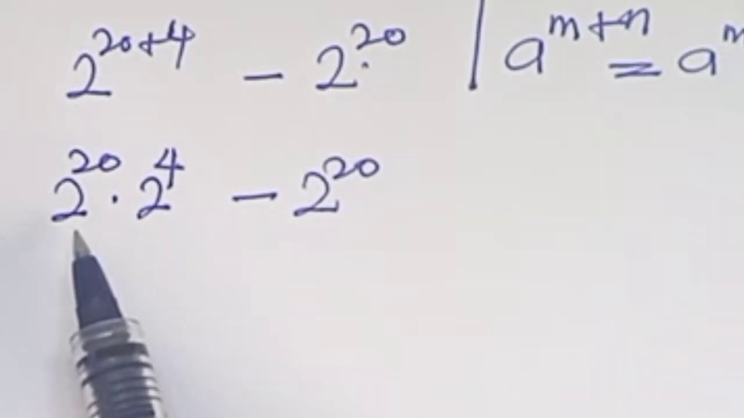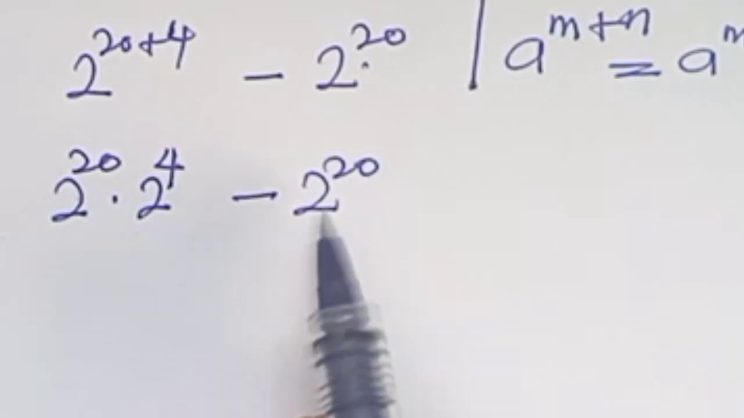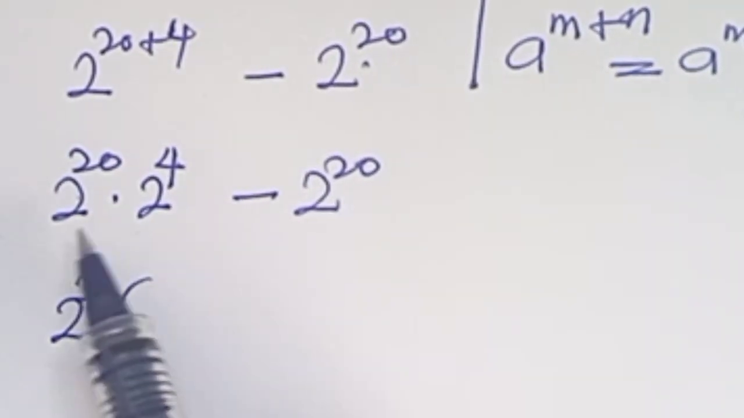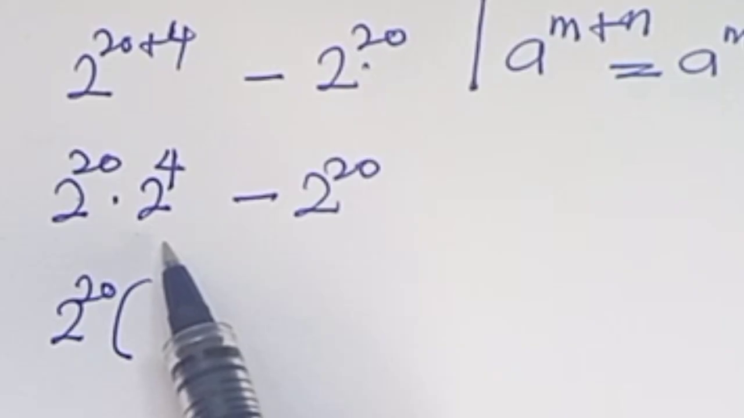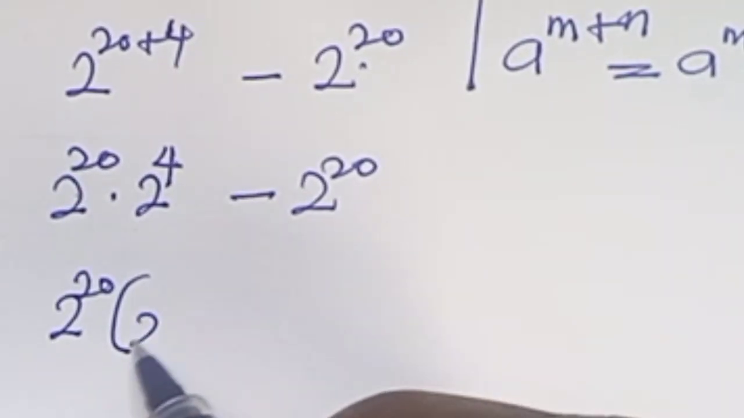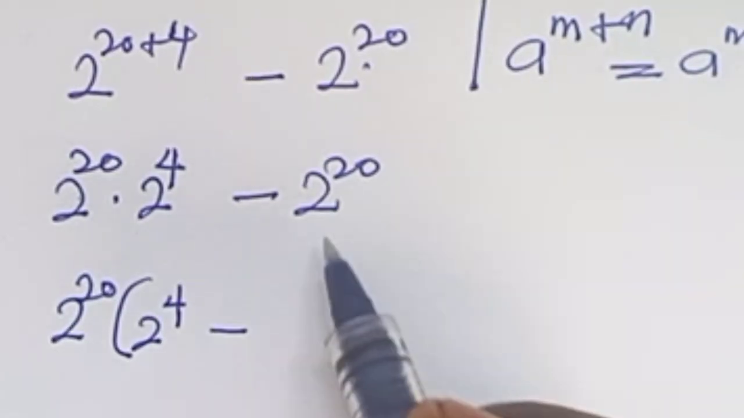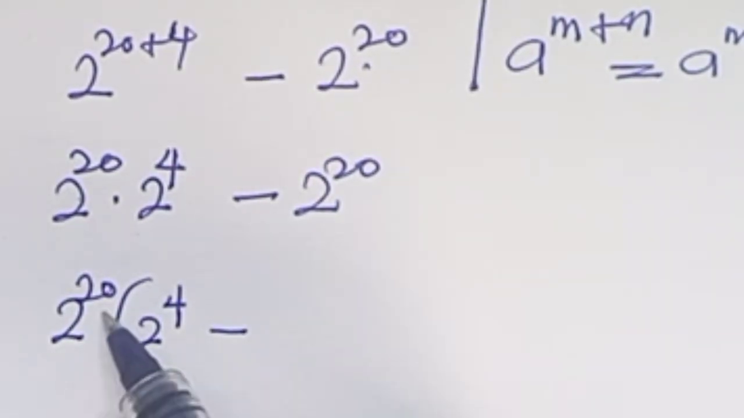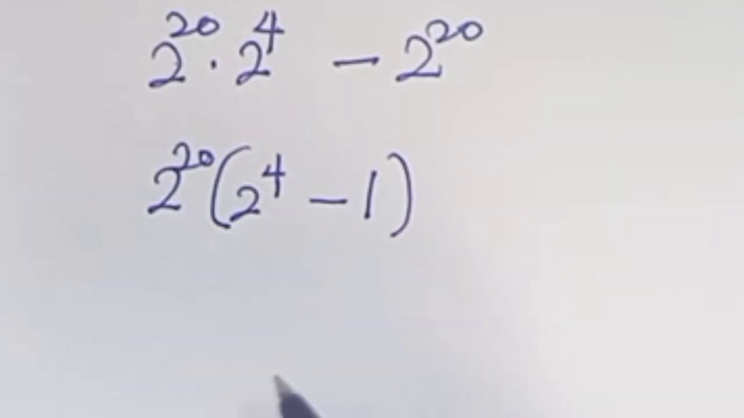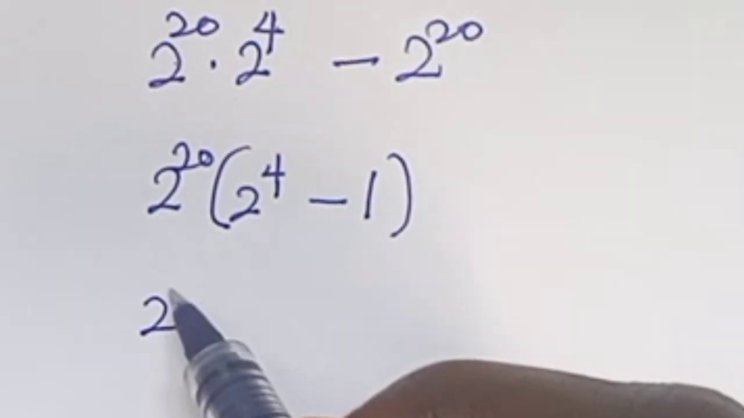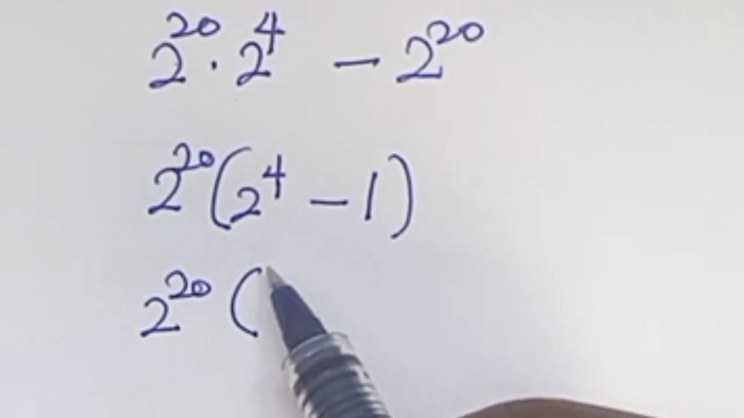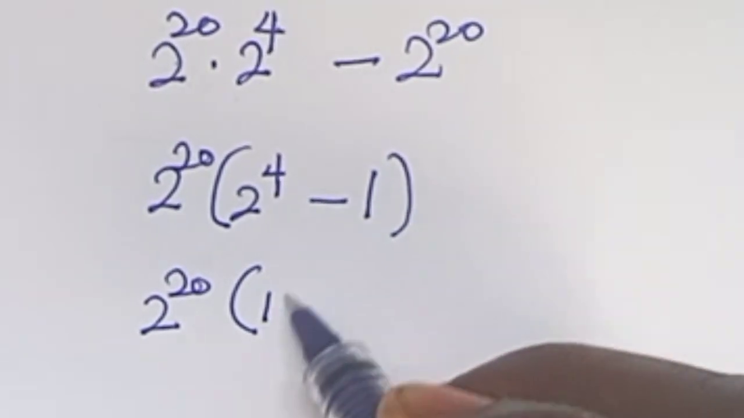So here we're going to factor out 2 to the power of 20 from both terms. So we write 2 to the power of 20 out, open a bracket: 2 to the power of 20 times 2 to the power of 4 divided by 2 to the power of 20, what is left will be 2 to the power of 4, minus 2 to the power of 20 divided by 2 to the power of 20, what is left will be 1. So if we solve this, we're going to have 2 to the power of 20 times, here 2 to the power of 4 is 16, 16 minus 1, that is 15.